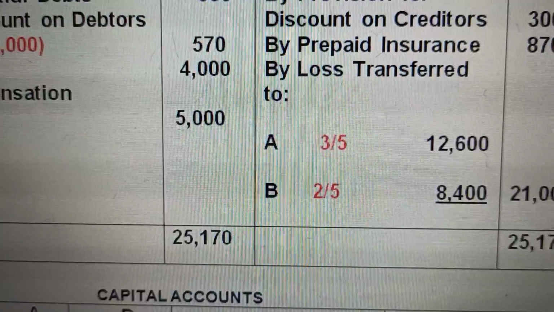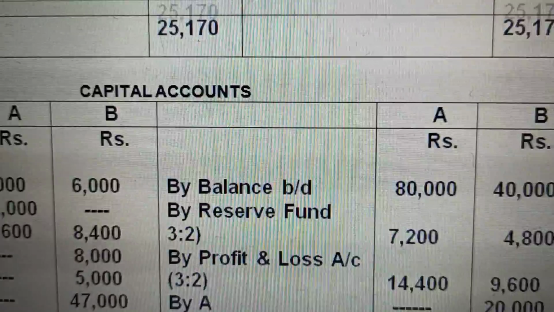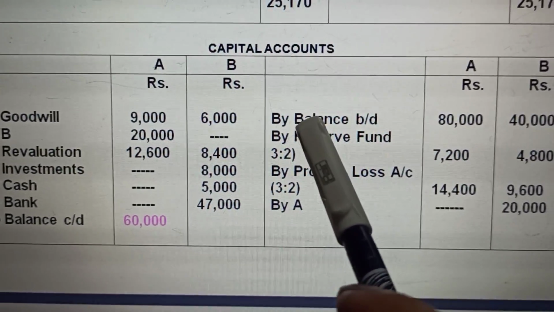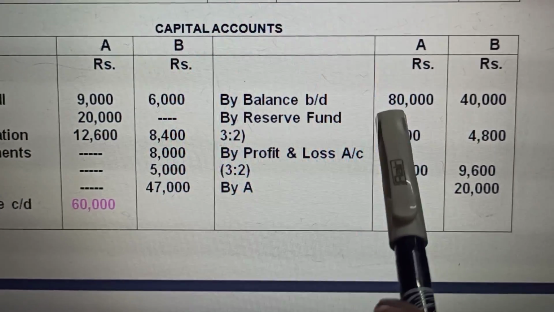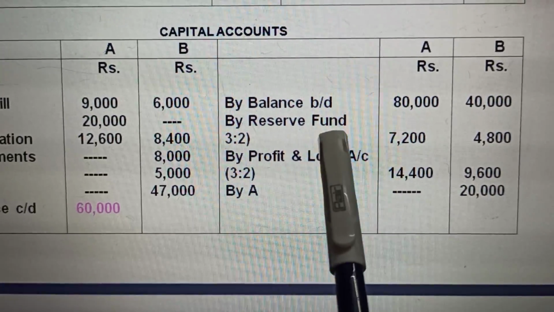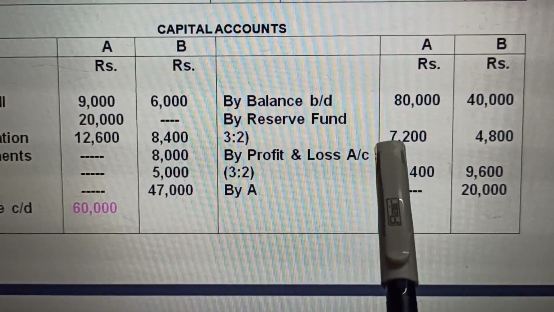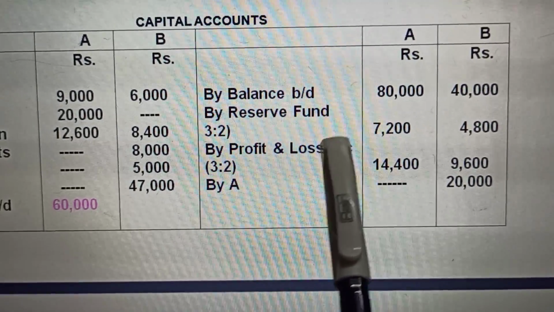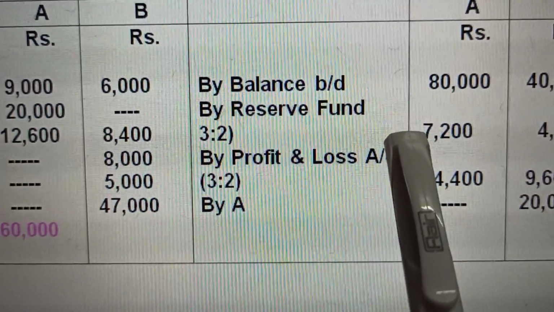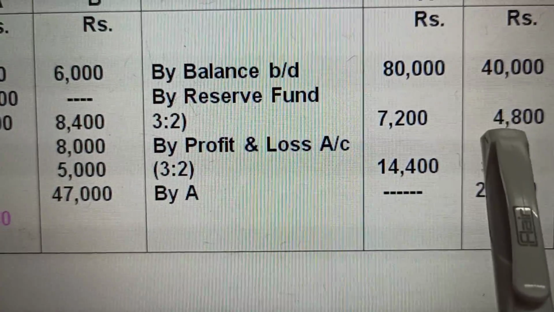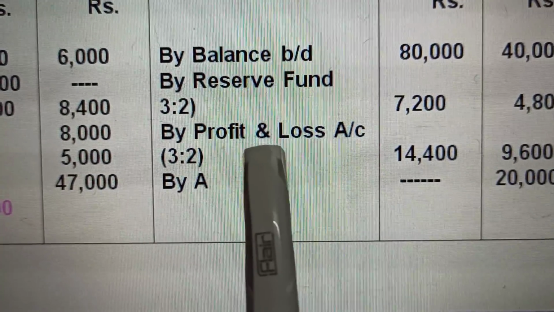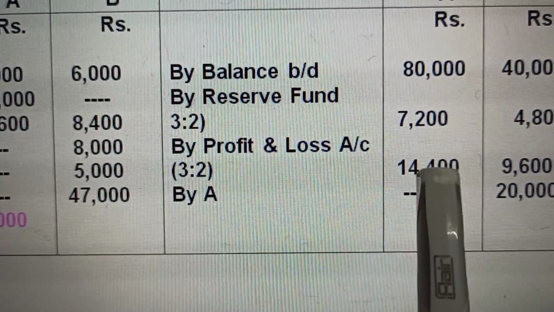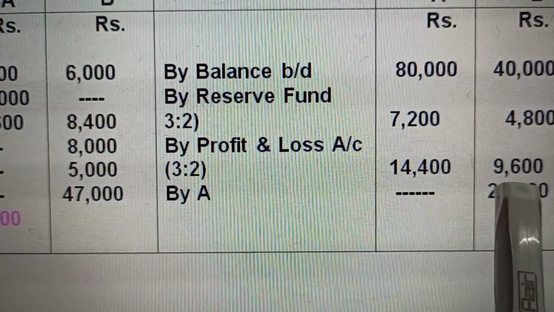Now after this, the capital account. Now let us see what the capital account shows. Here in the capital account, the first thing, balance brought down 80,000. By reserve fund distributed in the old ratio. Reserve fund in the balance sheet has been given to us at 12,000, in the old ratio of 3:2, 7,200 and 4,800. By profit and loss balance, 24,000 has been given. We distribute that, 14,400 and 9,600.